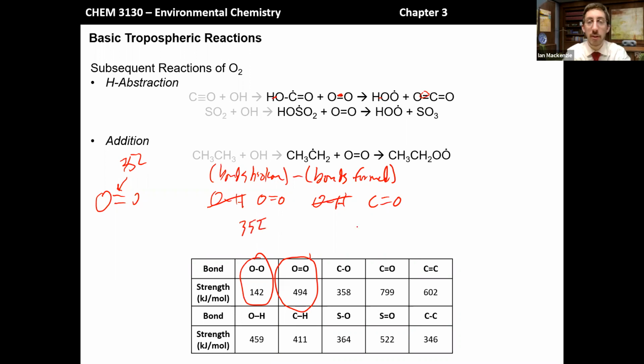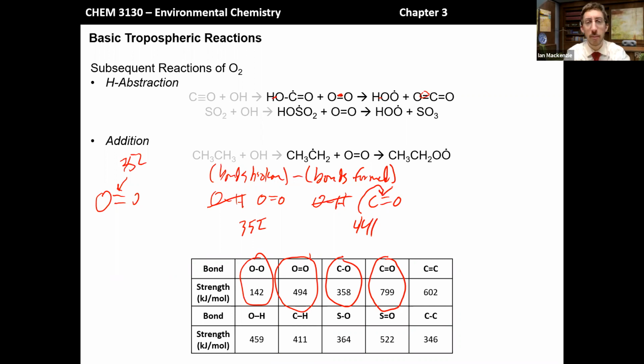352. And then I can do a similar analysis on the product side. So I didn't form both bonds in the double bond, I just formed one. So I can get an estimate for the strength of that second bond by simply taking the CO double bond strength and subtracting the CO single bond strength. And that should give me a rough estimate for the strength of that second bond. So 799 minus 358 looks like it's about 441 for that. So 441 kilojoules per mole for just that second bond.